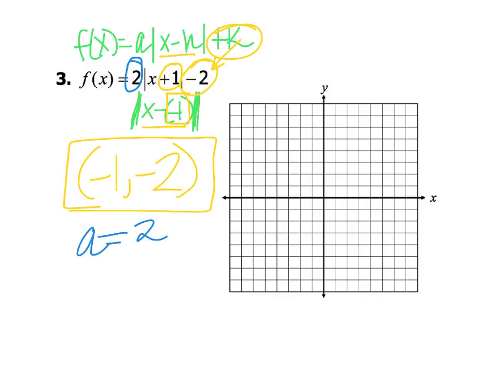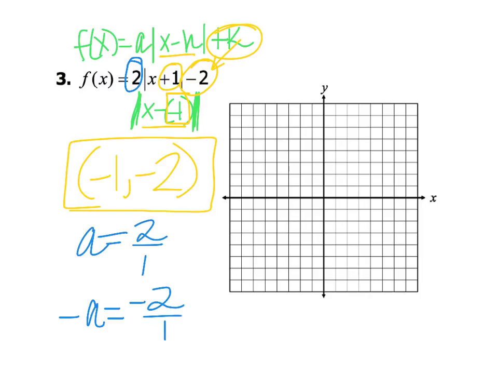And a tells us the slope of our graph on the right side. So if it's slope, we want to think rise over run. So the slope on the right side would be up 2 to the right 1. And then negative a, if we make a negative, so we say -2 over 1, that's going to be the slope on the left side.